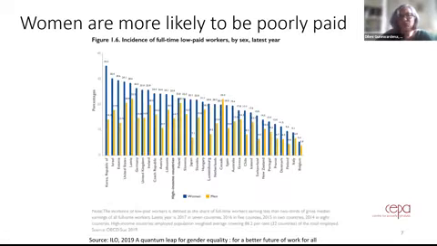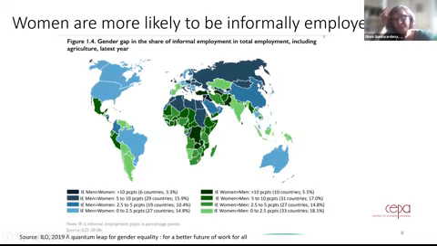Women are also more likely to be low-paid workers. And we see here the incidence of low-paid workers. Again, blue is women, yellow is men. And we see that, with maybe just one exception here in Spain, women are more likely to be low-paid workers than men. So there's a greater percentage of women who are low-paid workers than there are men.